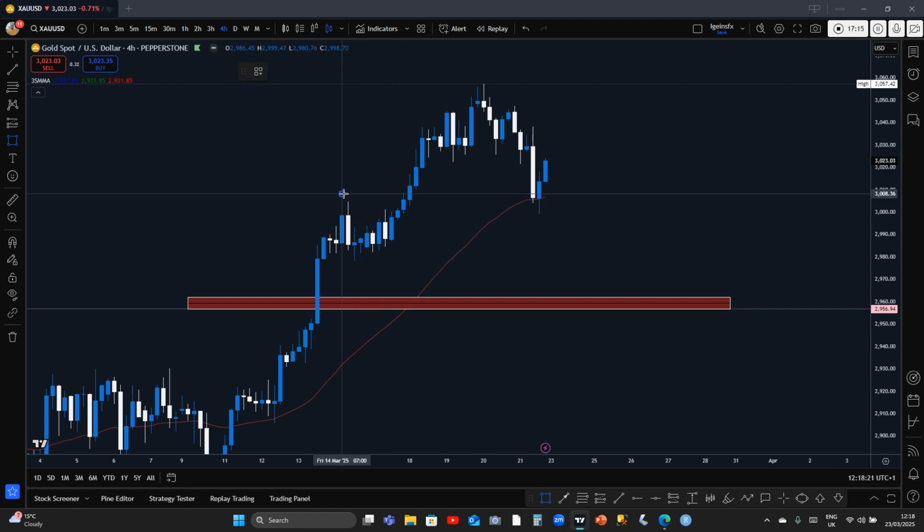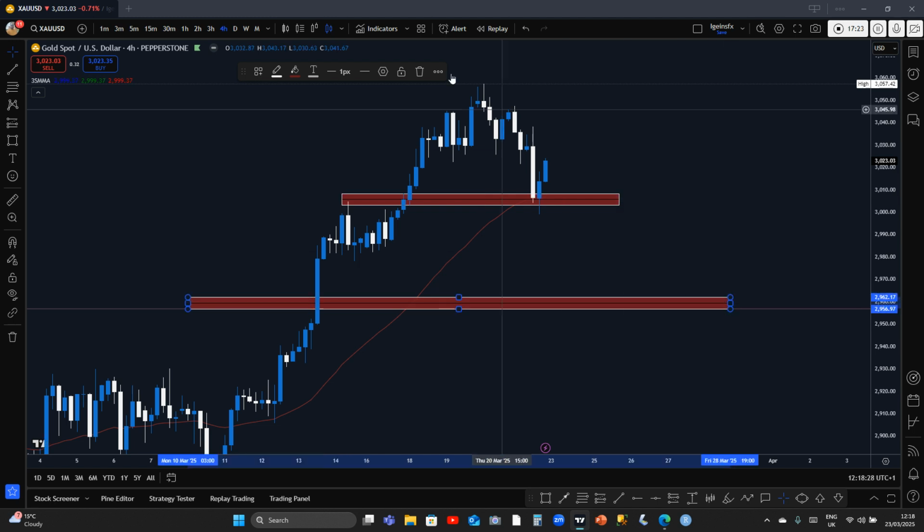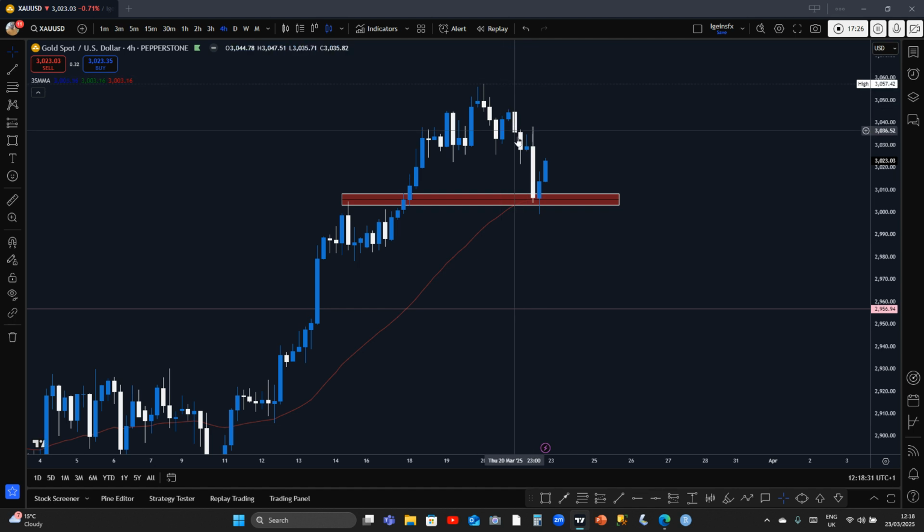So at this point, the gold here now, we are having a kind of support here, all right, this point that it is rejecting from. All right, let's take this one out. The gold there was a pullback to this level. All right, this is a resistance. Now it has become a support. Now we see that the bullish trend has resumed.